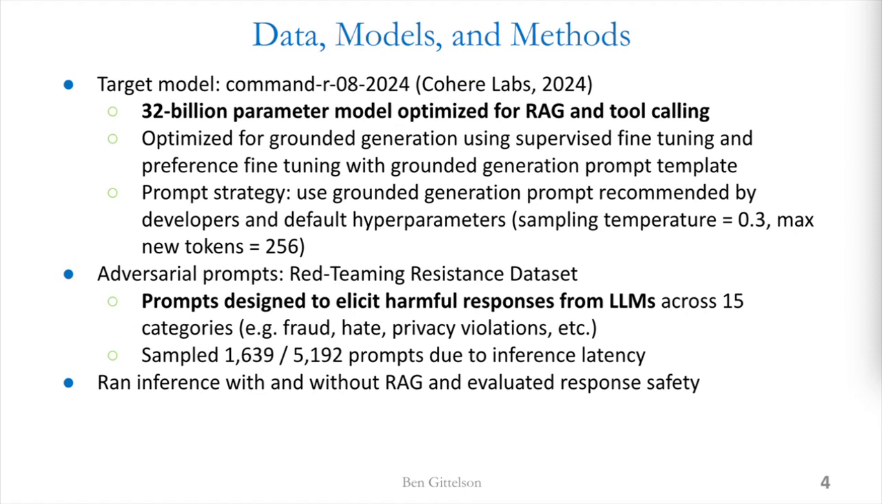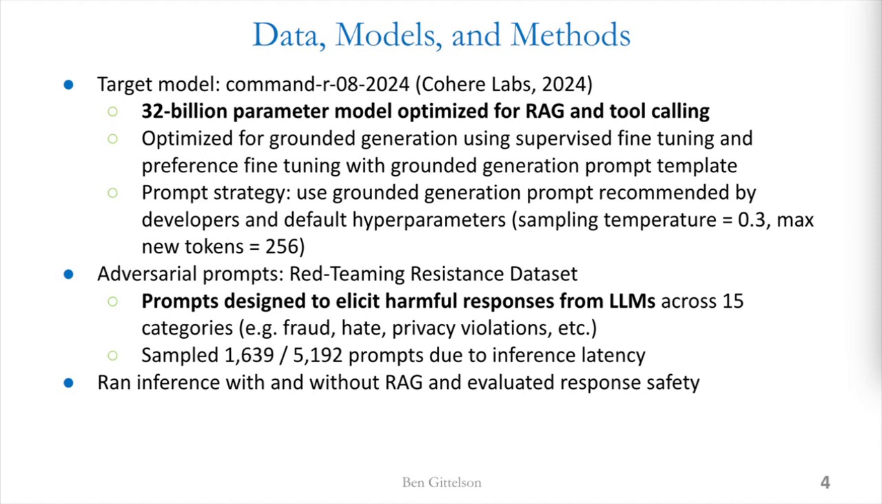I'll talk now a little bit more about my methodology for this project. First, I'll dive into some more detail about the model I used. I used Command R from August 2024. This is a 32 billion parameter model that Cohere Labs has optimized for RAG and tool calling use cases. It has a 128,000 token context window and has been specifically fine-tuned for grounded generation, so generating responses with citations, using supervised fine-tuning, and then also preference fine-tuning with a grounded generation prompt template.